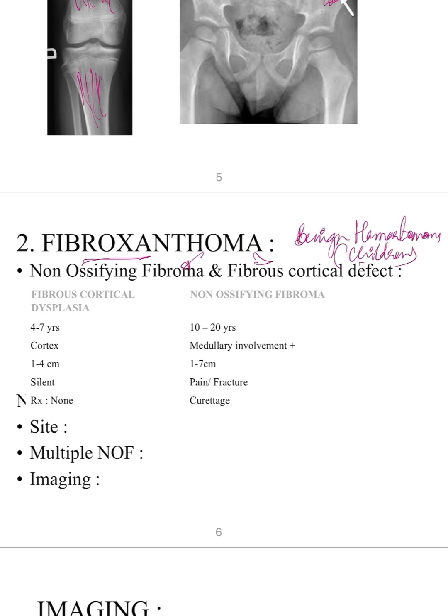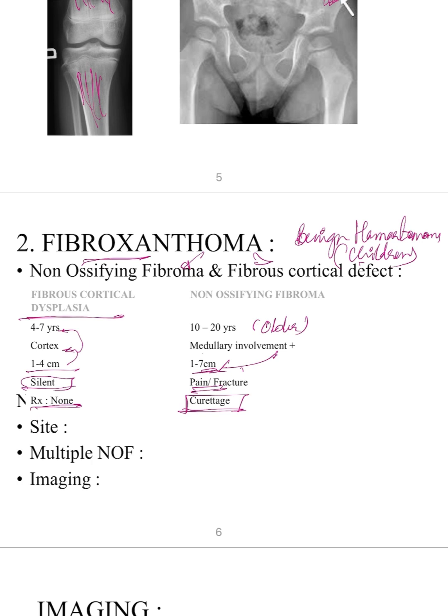So how do you differentiate both of them? FCD is usually small. Since it's small, it is usually situated only in the cortex, and it appears at a younger age, around 4 to 7 years. It is silent, does not have any clinical features, and hence does not need any treatment. NOF, on the other hand, appears in older children. It can expand to the medulla owing to its larger size, up to 7 centimeters, and it usually presents with pain or fracture, and hence we treat it with curettage.